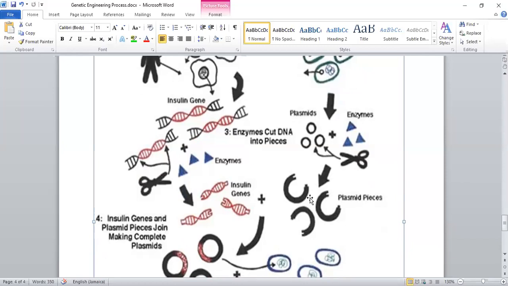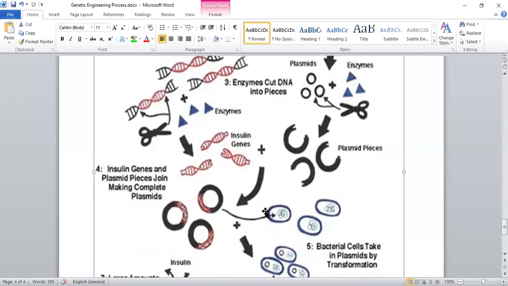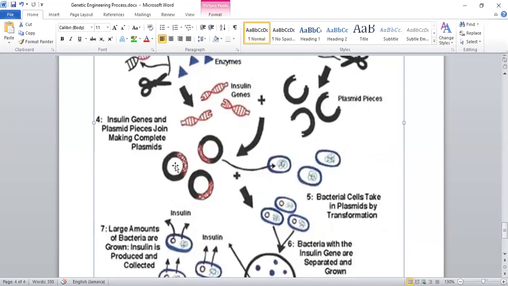So when they see each other, they are naturally going to want to stick to each other. And then remember that to seal it up properly, we use the ligase. So once we have now put our gene into the plasmid, it's now considered a recombinant plasmid. We get the plasmid into the bacteria.